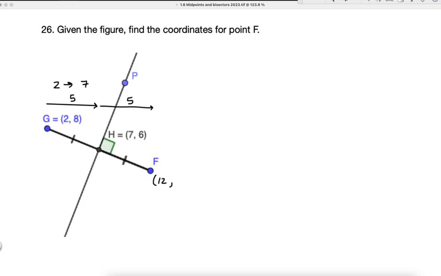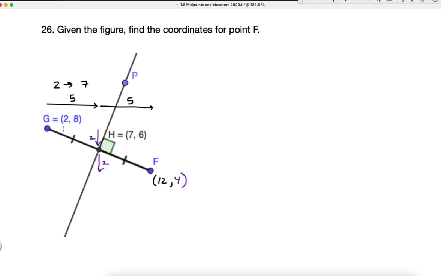Now let's think about this for the y. If I'm at 8 and I go down to 6, right? Because that's where H is, at 6. Maybe I'll do it right over here. I'm at 8 and I go down to 6. I've gone down 2 units. Well, I've got to go down an additional 2 units to get to F over here. So if I'm at 6 and I go down 2 units, where am I? I'm at 4. So my endpoint for F is 12, 4.